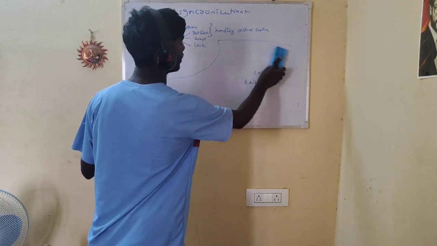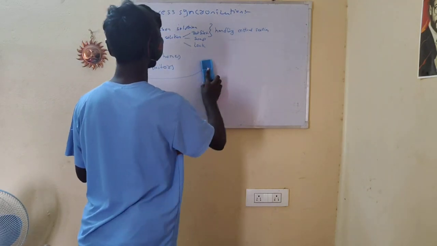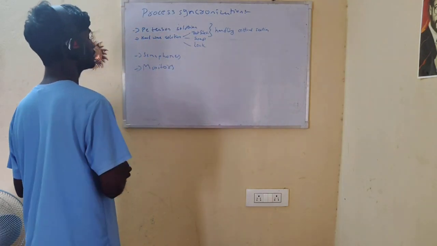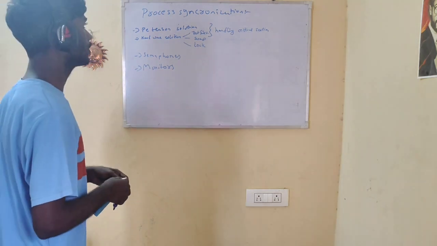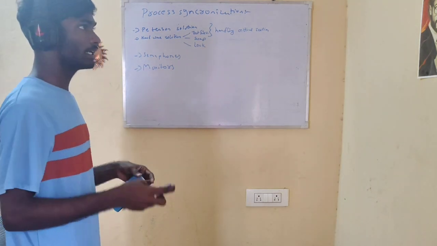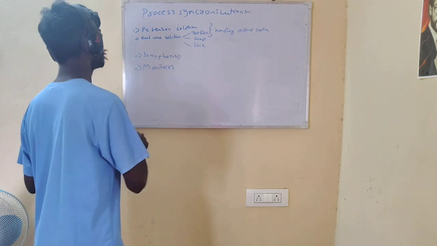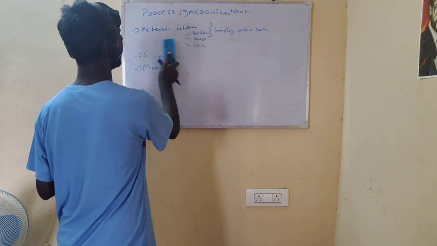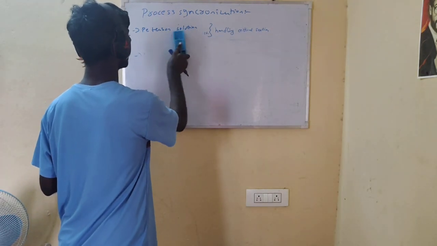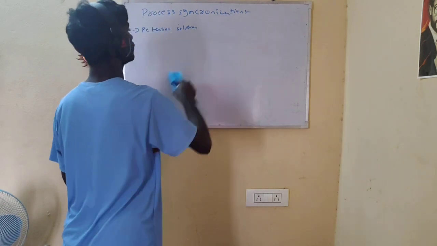And now this is the basic structure. And now coming to Peterson solution. Peterson solution is a software solution for handling of a shared resource. That is, this Peterson solution is only feasible, or can only be used, when we have two processes.